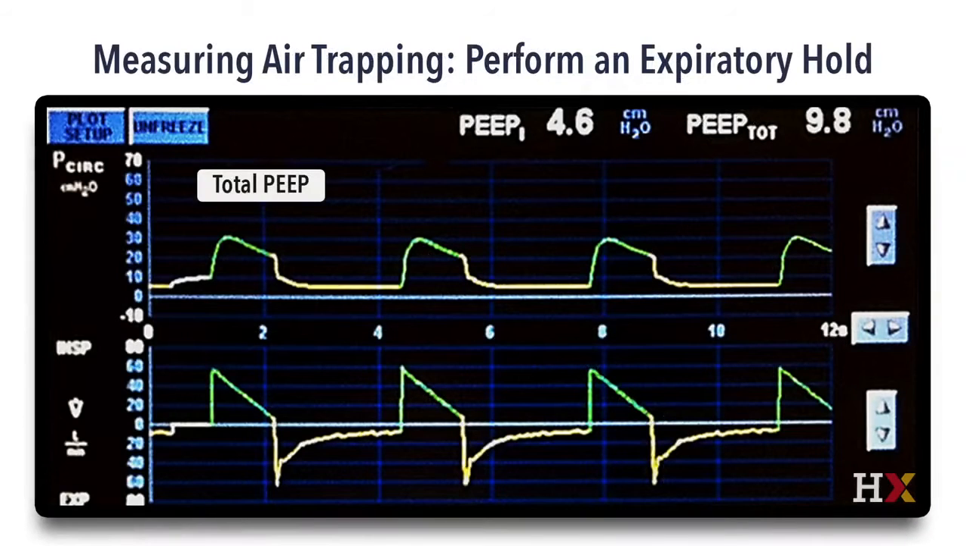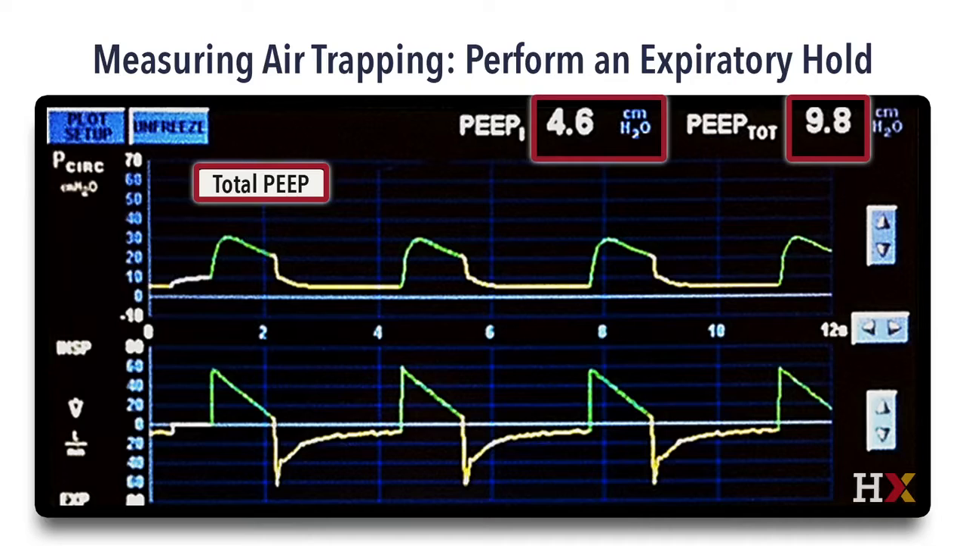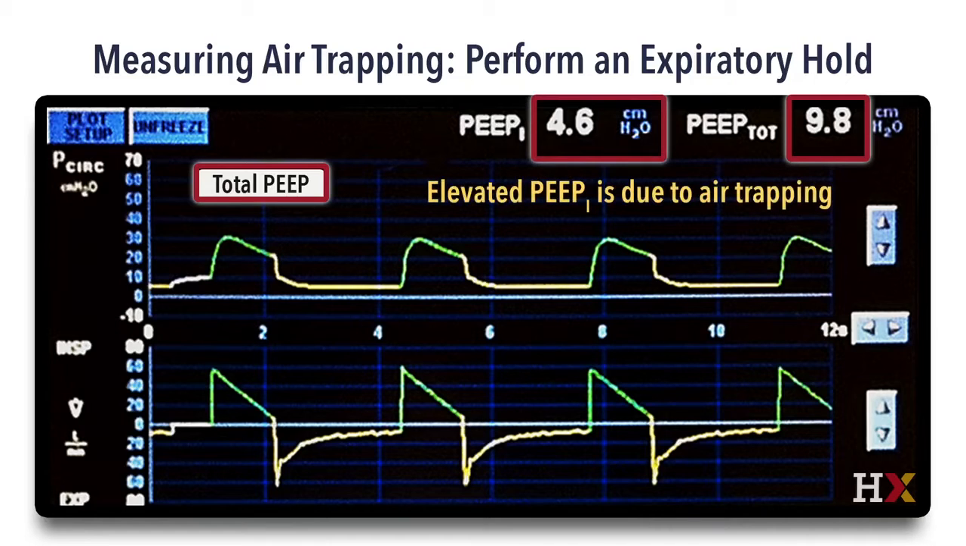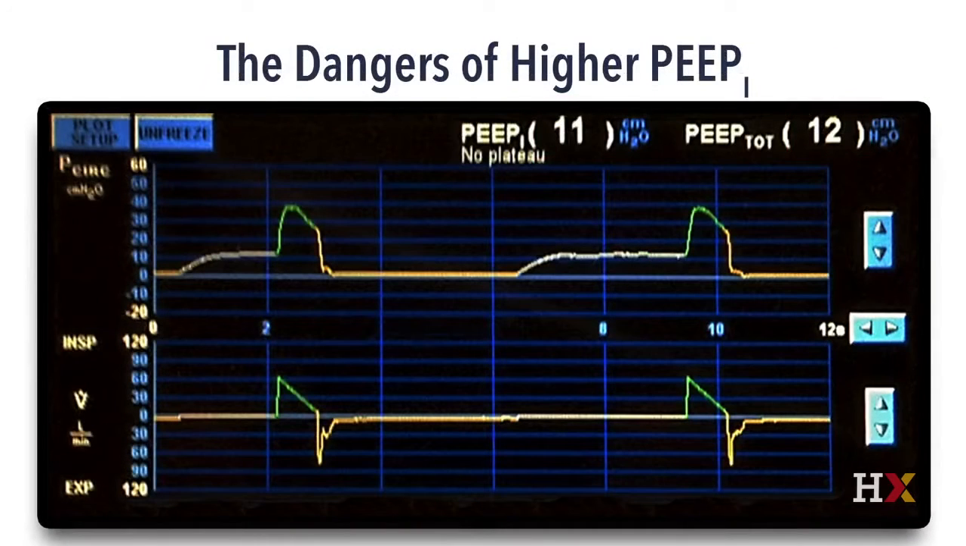The way we quantify air trapping is by checking an expiratory hold. When we perform an expiratory hold, we stop all flow, and the pressure that is left behind is the auto PEEP, or the intrinsic PEEP. The ventilator will tell us the total PEEP in the system, all of the pressure. In this example, that total PEEP is 9.8. This patient was set on approximately 5 centimeters of water. Therefore, the intrinsic PEEP, or the auto PEEP, is 4.6, or roughly 5 centimeters of water. So the patient's total PEEP is 10, the set PEEP was 5, and their intrinsic PEEP, or the auto PEEP, was about 5.